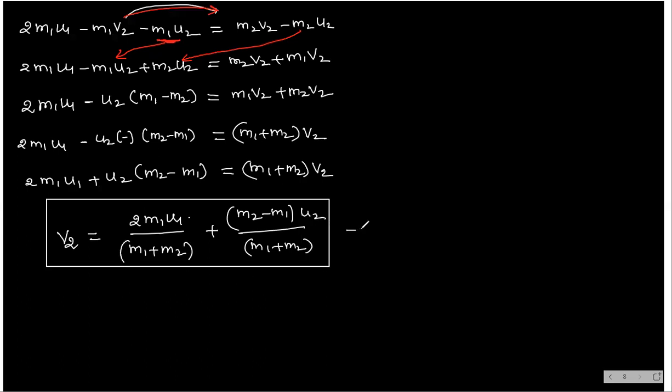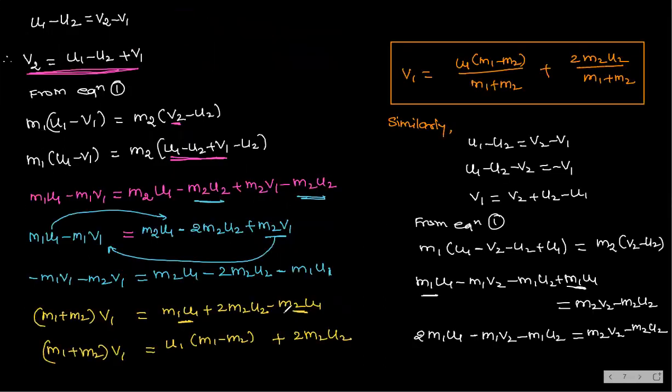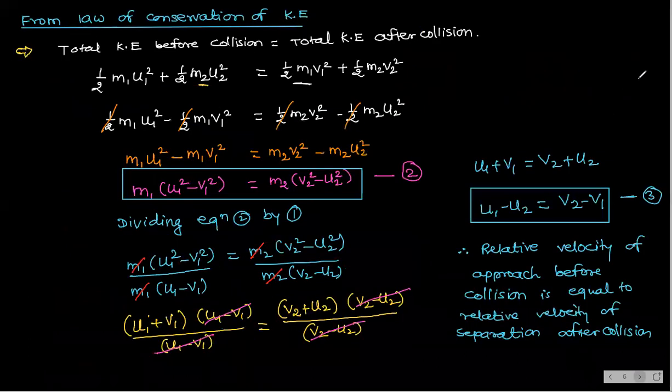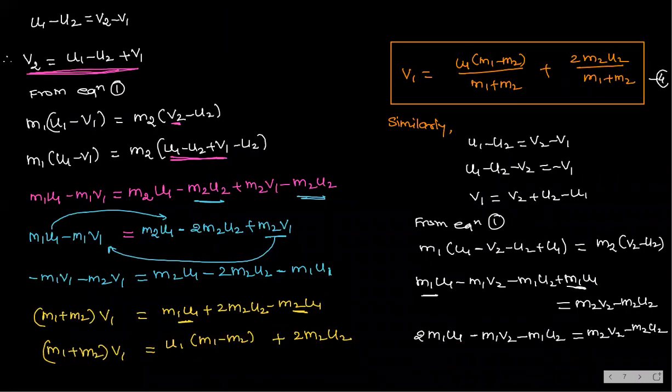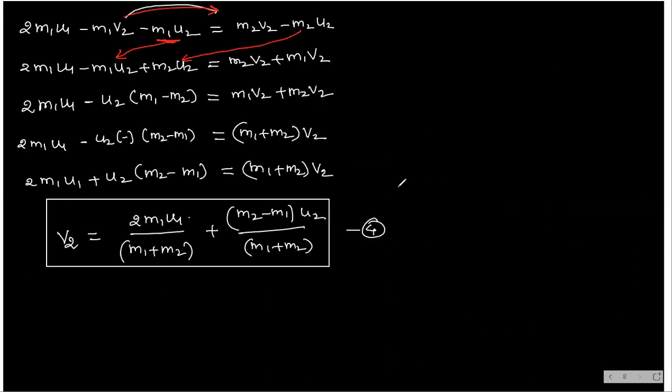Let's call this equation number 4. This is 4 and this one is 5. This one you make 5. Okay, this equation is equation number 5. For this, you only have to keep patience.